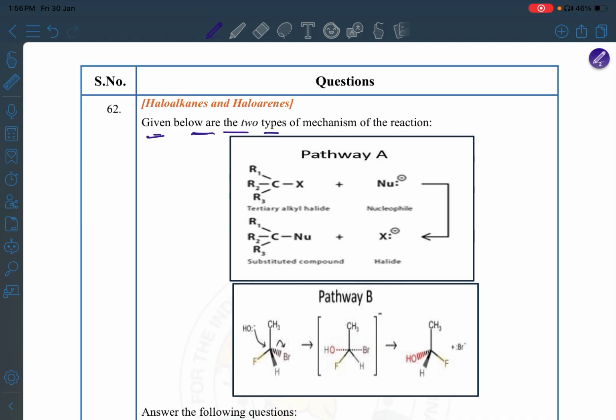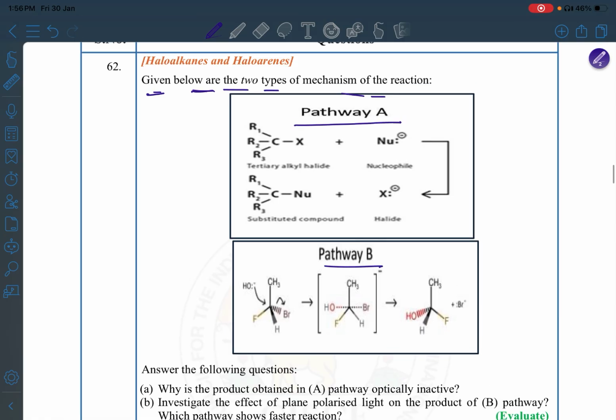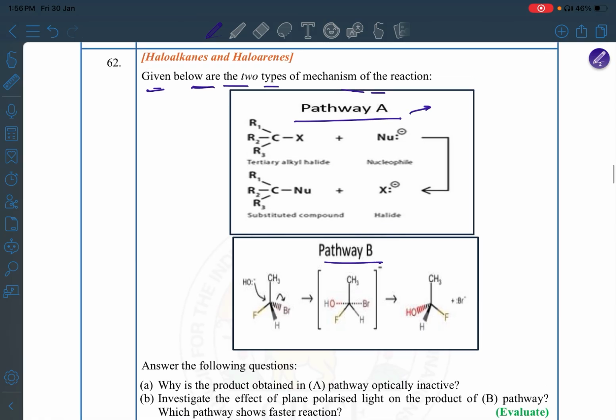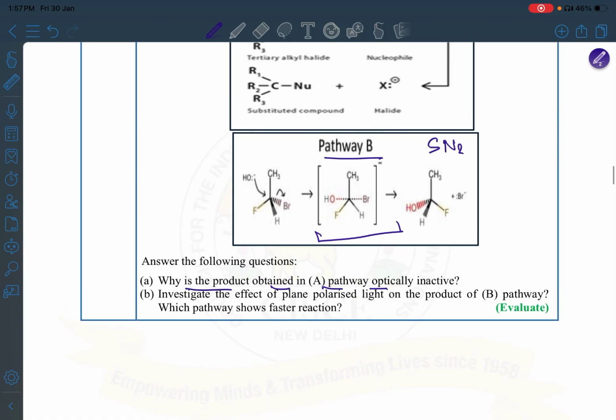given below are the two types of mechanism. Okay, so this is pathway 1 and this is pathway 2. As we see here, this is pathway 1. It is an SN1 mechanism, which takes place in two steps, and it is an SN2 mechanism which takes place via a transition state. Why is the product of pathway B optically active? Because here inversion takes place. Inversion takes place, that means the nucleophile will attack on the opposite side. Because inversion takes place, we get optical activity.